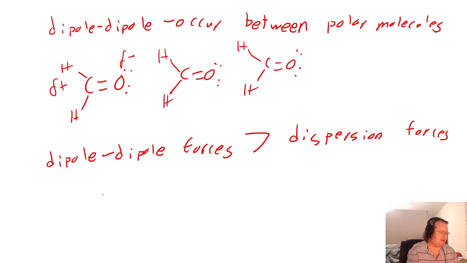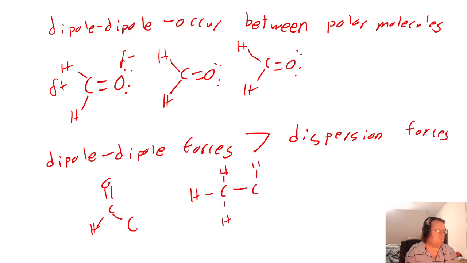We'll actually take this formaldehyde. So formaldehyde. And then we're going to compare it to ethane. So ethane is this molecule here. Now, between these two molecules, it's interesting to note that they end up having very similar molar masses. So they both have a molar mass of about 30 grams per mole.